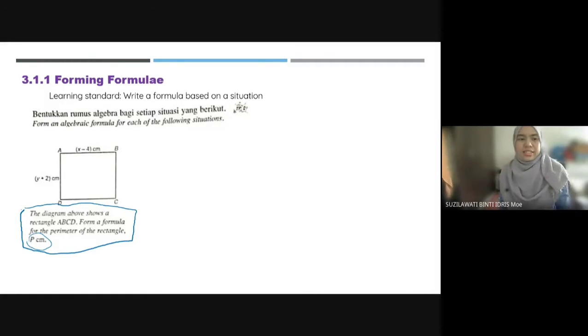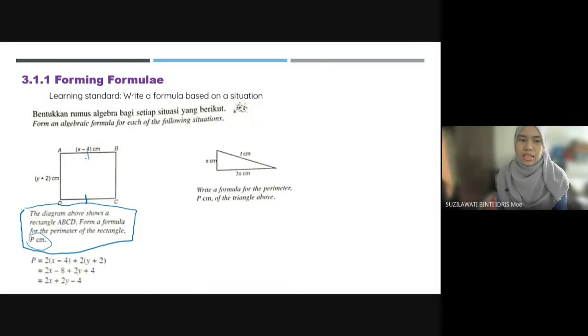Alright, let's look at the solution here. P equal 2 multiply x minus 4. Why 2 multiply x minus 4? Because you have to calculate this length as well, the CD. AB equal to CD, so twice, x minus 4 twice. That's why 2 multiply x minus 4 plus 2 multiply y plus 2.